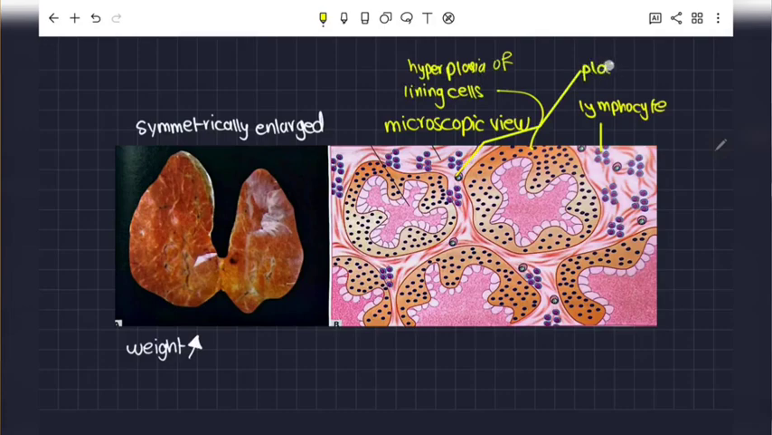Also, small papillary fibrovascular cores are seen, and they are projecting into the lumen. Colloid is also pale with scalloped margins, and lymphocytic inflammation is also seen.